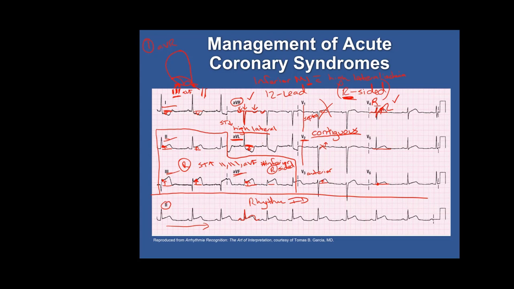So I've got a sinus rhythm at its core, right? Definitely got a sinus down here. And then on the 12 lead, again, an inferior MI with high lateral ischemia.